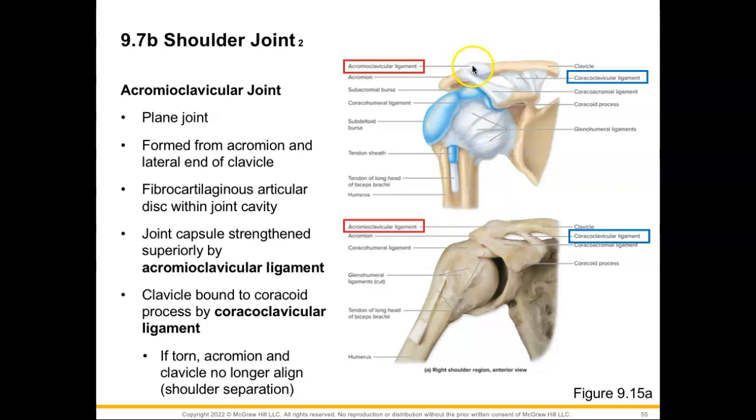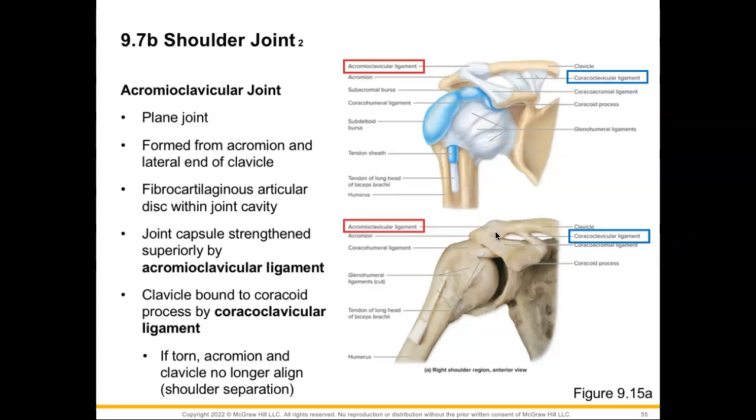So if you think of how the shape of the acromial end of the clavicle looks and the acromion itself, you'll notice that they both have those flat surfaces. So they're coming together to form that plane joint. This is another joint where we're going to have a fibrocartilaginous articular disc in here within our joint cavity. And also the joint capsule is going to be strengthened by this acromioclavicular ligament that we pointed out earlier.